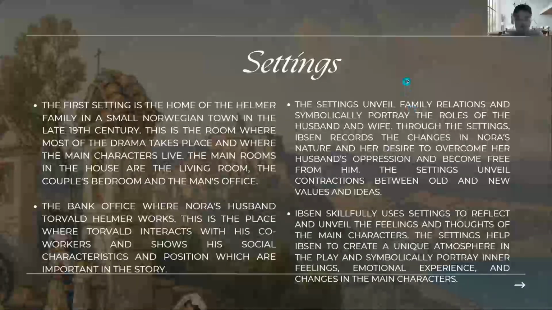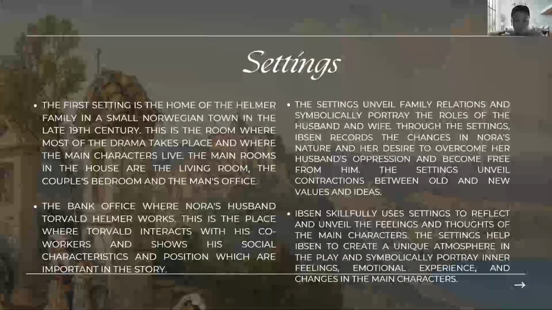Okay, first about settings. The first setting is the home of the Helmer family in a small Norwegian town in the late 19th century. It is the room where most of the drama takes place and where the main characters live. The main rooms in the house are the living room, the couple's bedroom, and the man's office. The bank office where Nora's husband, Torvald Helmer, works, is the place where Torvald interacts with his co-workers and shows his social characteristics and position, which are important in the story.